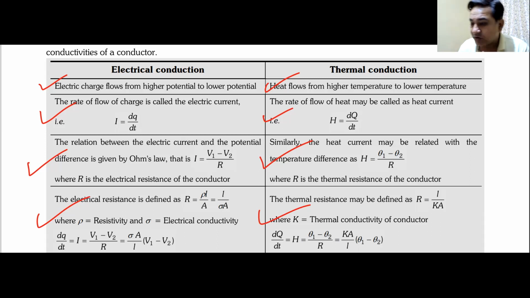Do we get this, or should I explain anything? Yes, sir. Clear? Yes, sir. Well done, my dear friends.